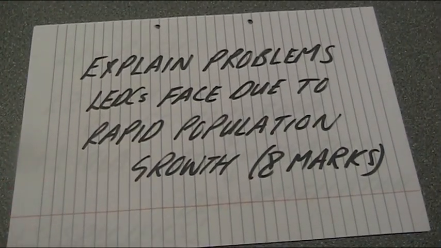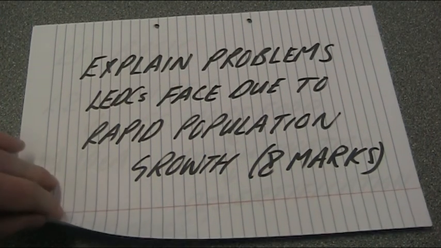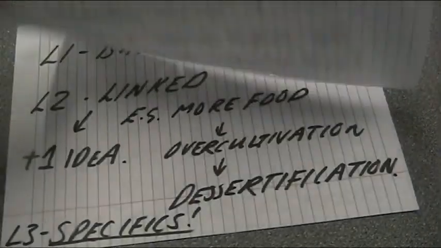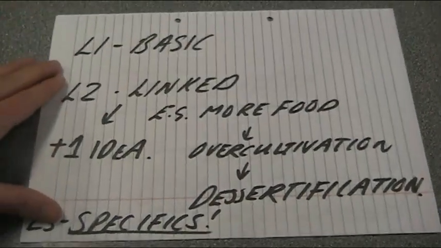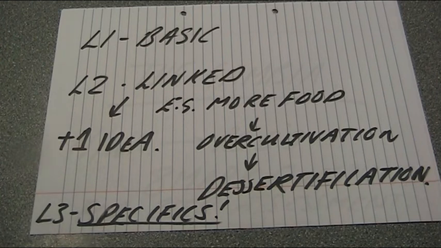Now, on the higher paper question, this was the big 8-mark question at the end, and it says explain the problems that LEDCs face due to rapid population growth for 8 marks. Actually, on the whole, people's knowledge and understanding for this question was really, really good. But again, it comes down to the mark scheme. Level 1, basic statements. So some of the problems of having rapid population growth are that people might struggle for resources. That's simple. Or people might struggle for food.